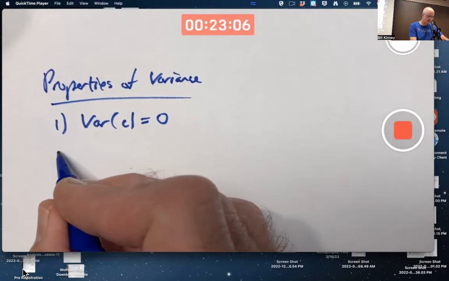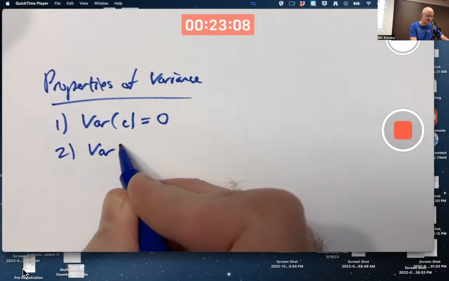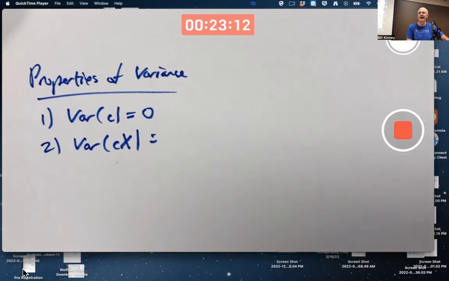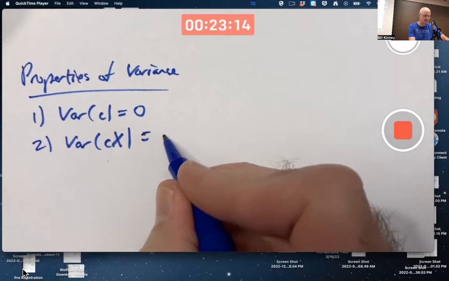Second property is that you can factor constants out, kinda. What do I mean by kinda? I mean, you can factor them out, but you have to square them.